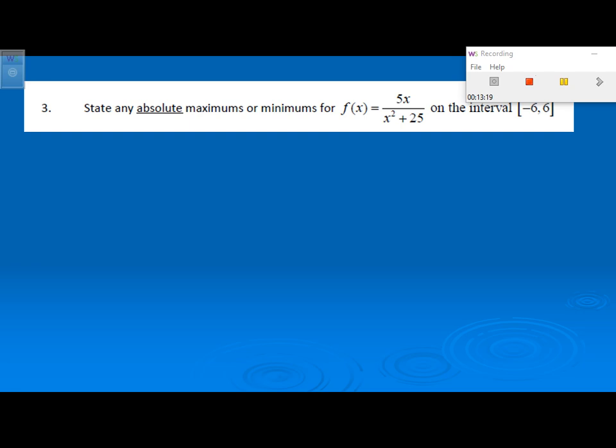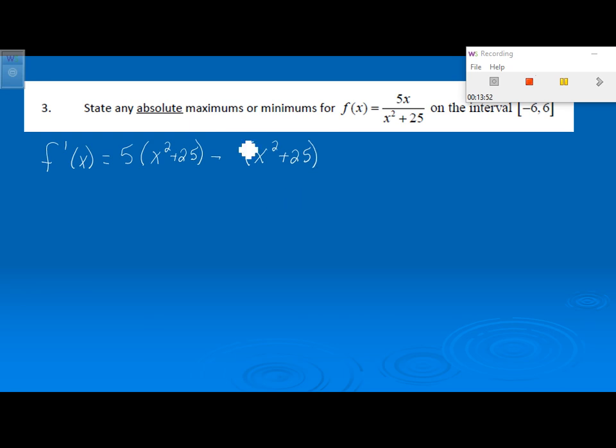And then, guys, let me hit one more with you. State any absolute maximum and minimums for 5x over x squared plus 25 on the interval -6 to 6. Well, we need to find our derivative first. So I'm going to use the quotient rule on this. I'm going to take the derivative of the first times the bottom minus the top. Notice I left a little space there.